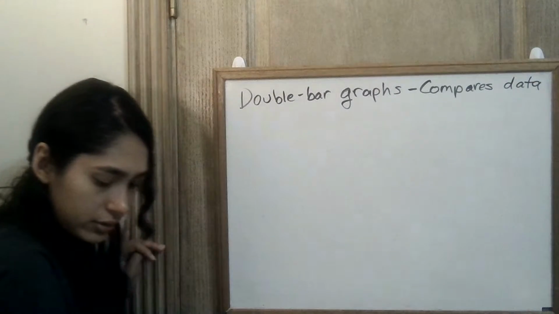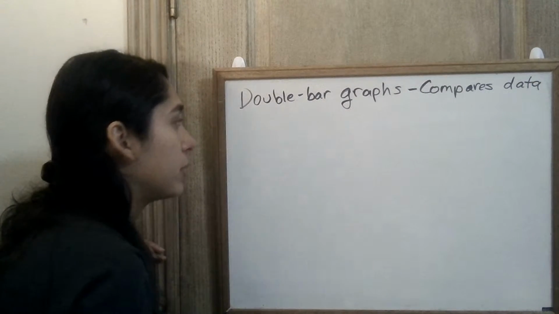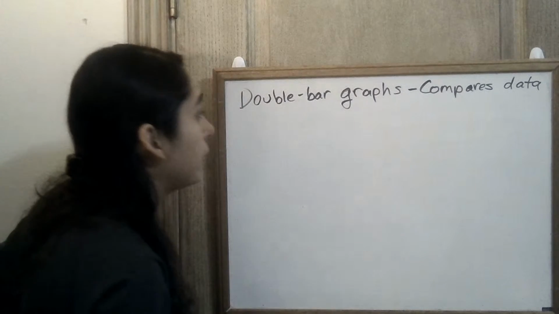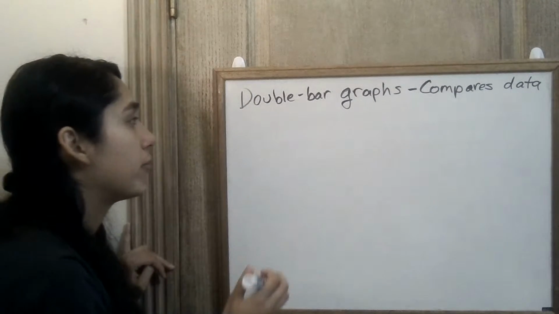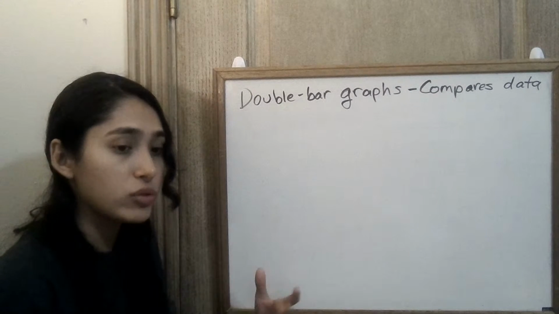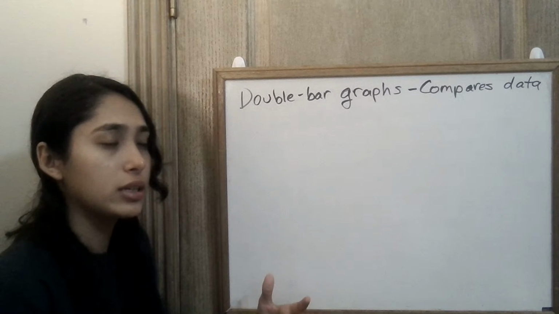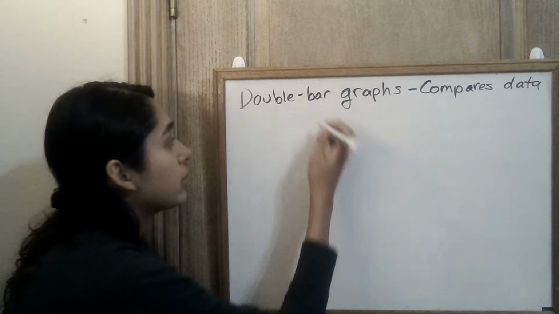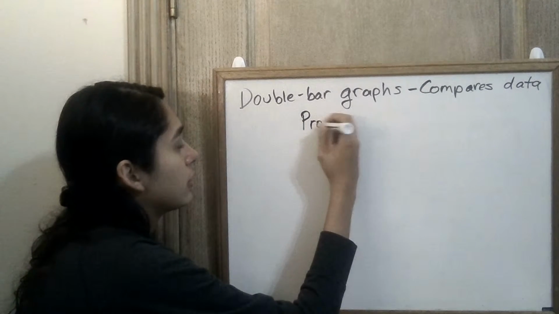It compares data. So let's say I'm a film company and I'm seeing 4 different films that I released, and I'm trying to see which film was most profitable. That way I can continue to make more movies like it. So here I'm talking about profit analysis.